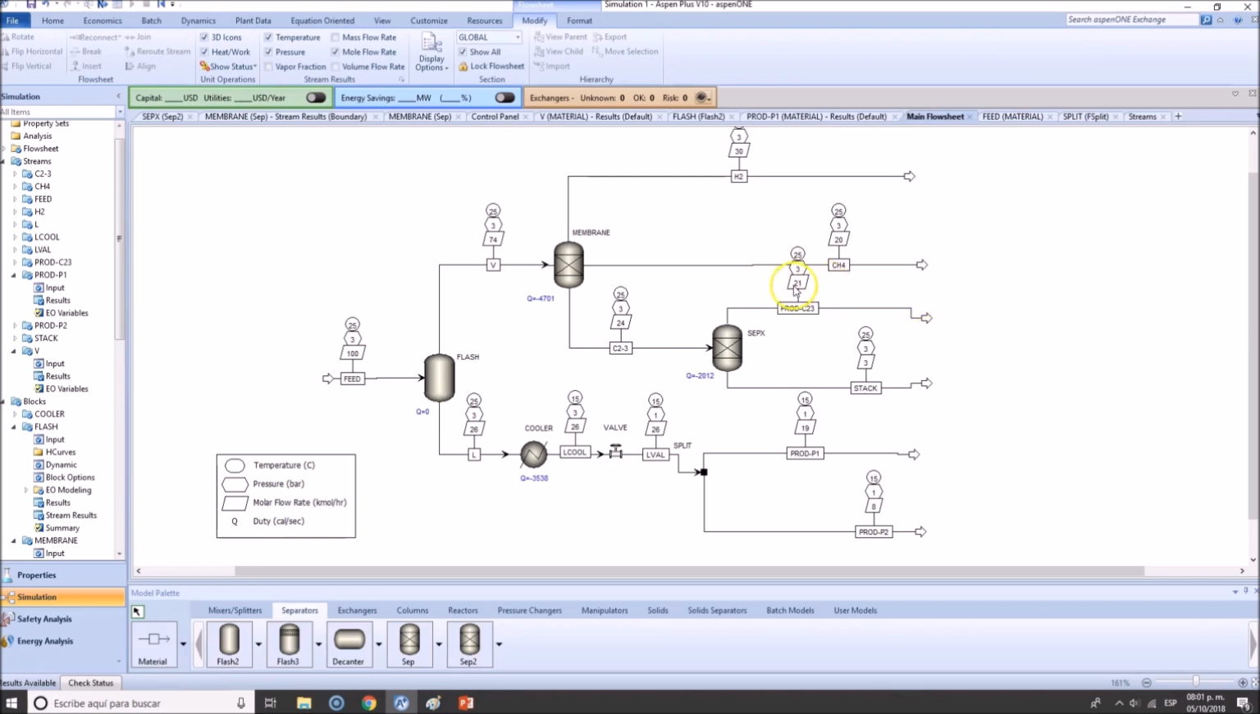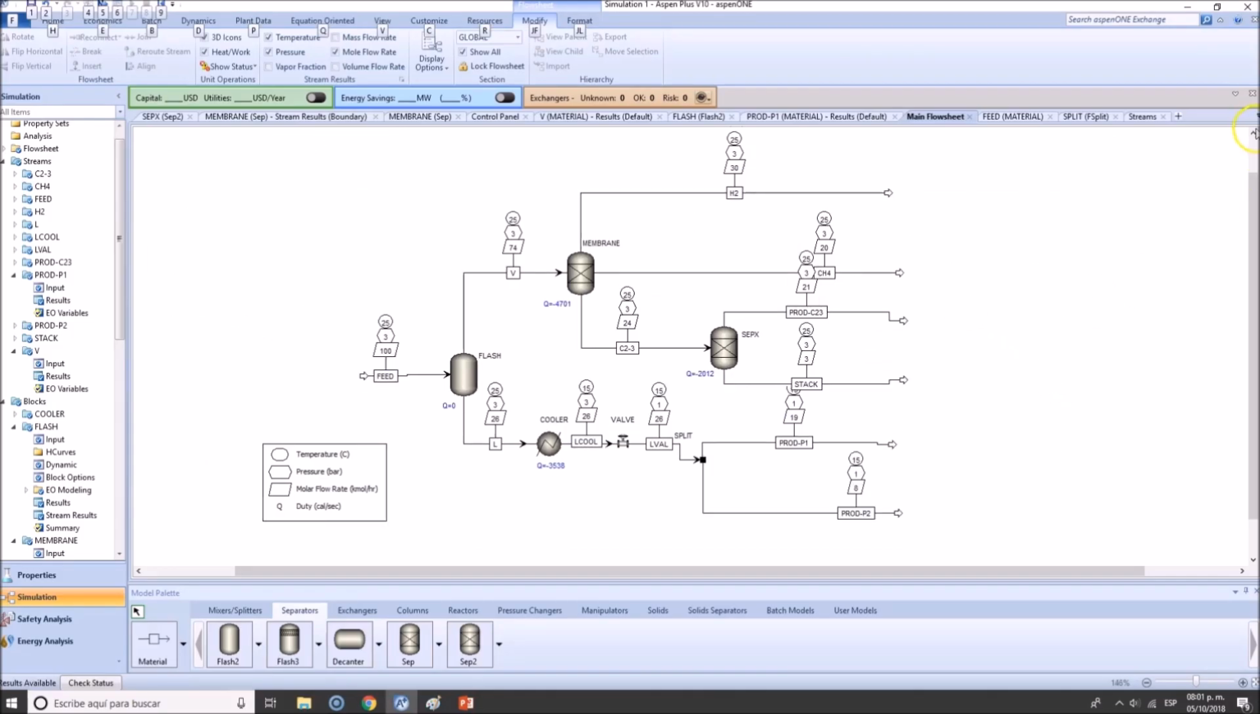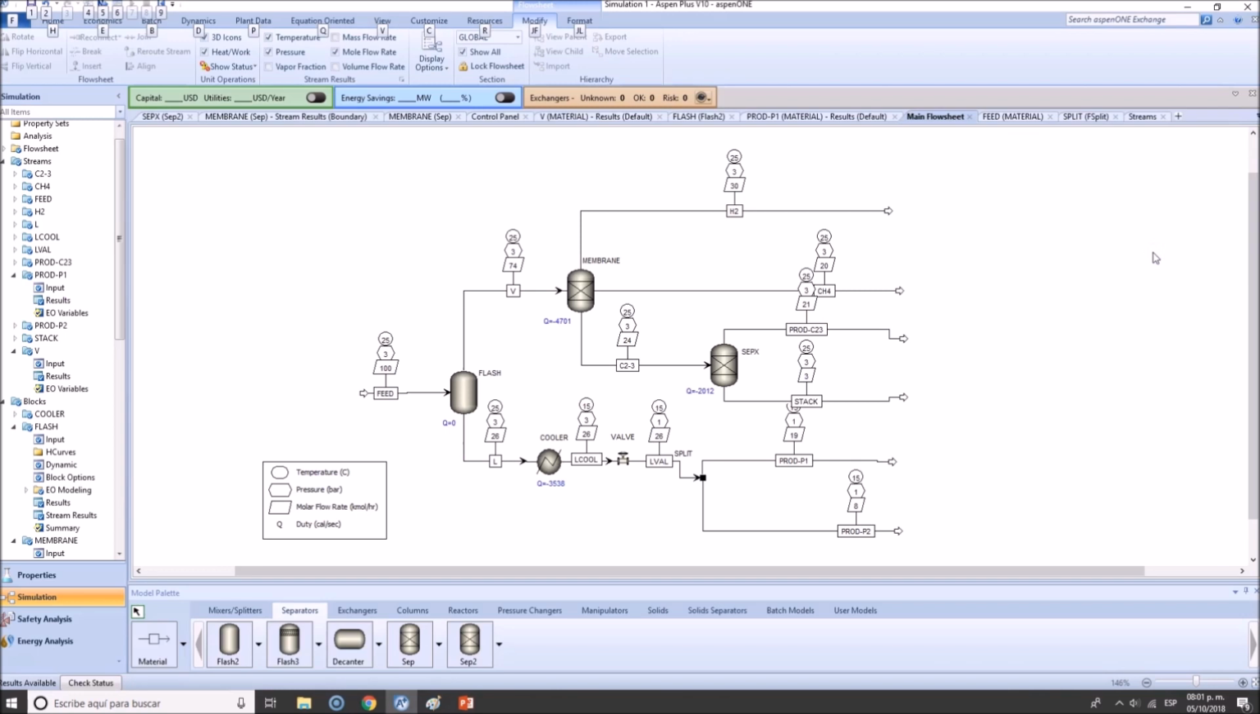Okay, so now let's make a small analysis. I think we have almost everything. Yeah, we got almost everything here. So now our simulation is done. I just wanted to show you plenty of material balances. Now let's analyze what's happening here.